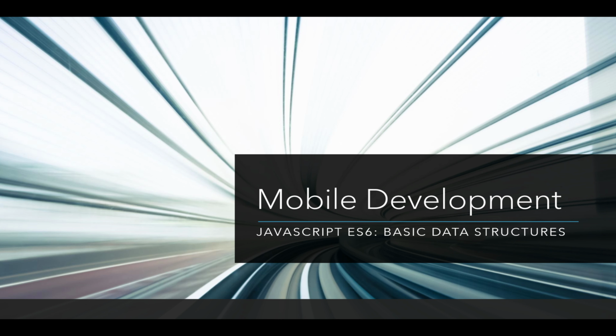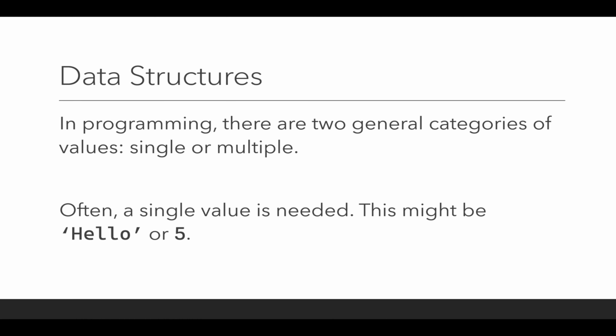JavaScript ES6, Basic Data Structures. In programming, there are two general categories of values, either a single value or multiple values. Often a single value is needed. This might be the string hello or the number 5. It could be anything else that is a single value.